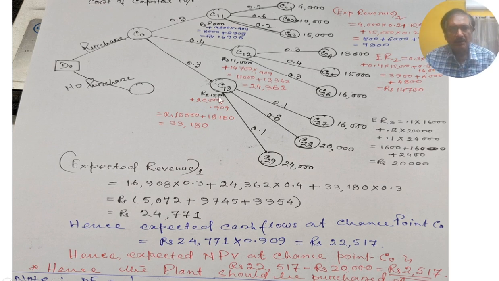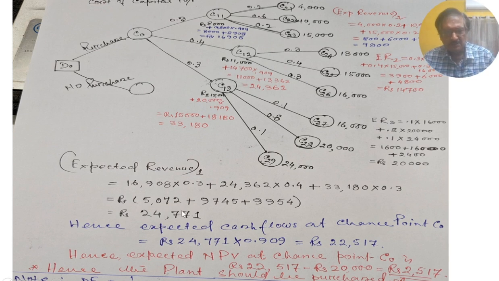Now we have to find out the expected cash flows of this. What is the expected cash flows? The occurrence probability of this is 0.3. That's why the expected revenue at this point is 16,908 into 0.3 plus 24,362 into 0.4 plus 33,180 into 0.3. And what is the total expected cash flows at the end of first year? That will be 24,771.